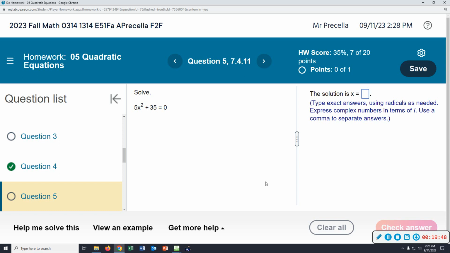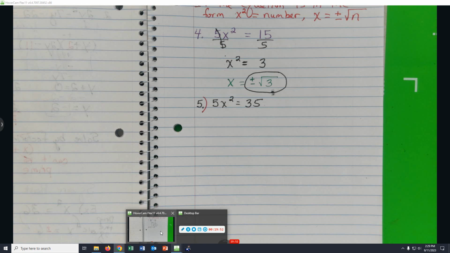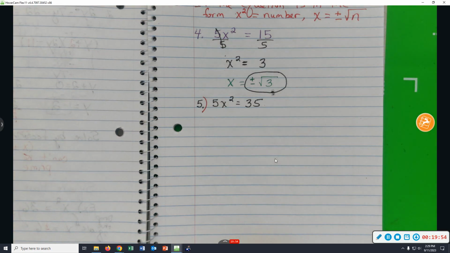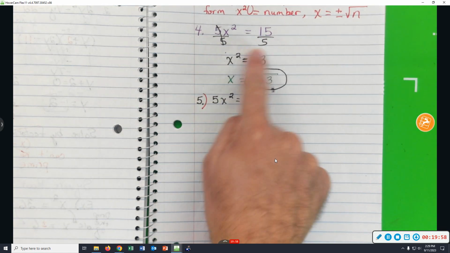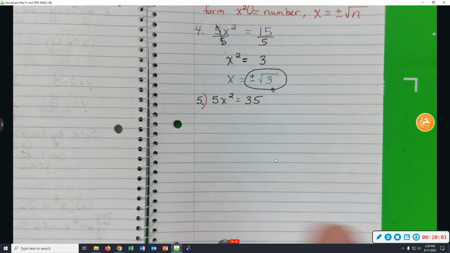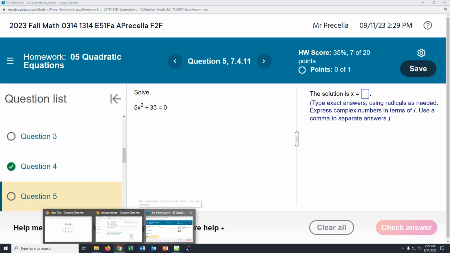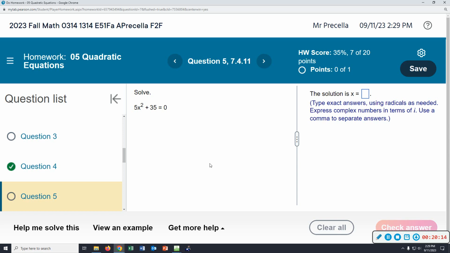Okay. 5x squared plus 35 equals 0. Well, we know how to do this one up here, number 4. The most basic problem-solving strategy is if you know how to do one. Wait, did I miscopy that problem? I sure did. Don't look at that. Okay, my brain is working slow today.